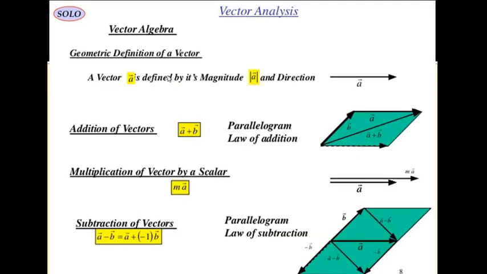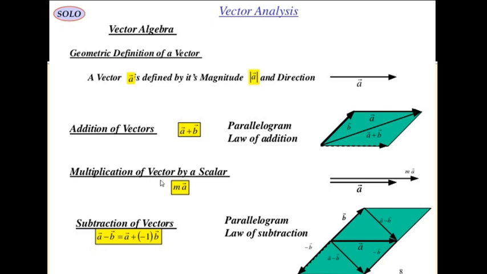The vector A is defined by its magnitude, written with mod signs. In some books you may find it without mod, only the character A. That is also a way to represent the magnitude. Addition of two vectors, the parallelogram law of addition, is very well known. Say vector B is like this, and at the head of B you add the tail of A, and this is A plus B. Or the other way, if this is A, because it is a parallelogram, on the head of A you put the vector B because it is parallel to that, and that is again A plus B.